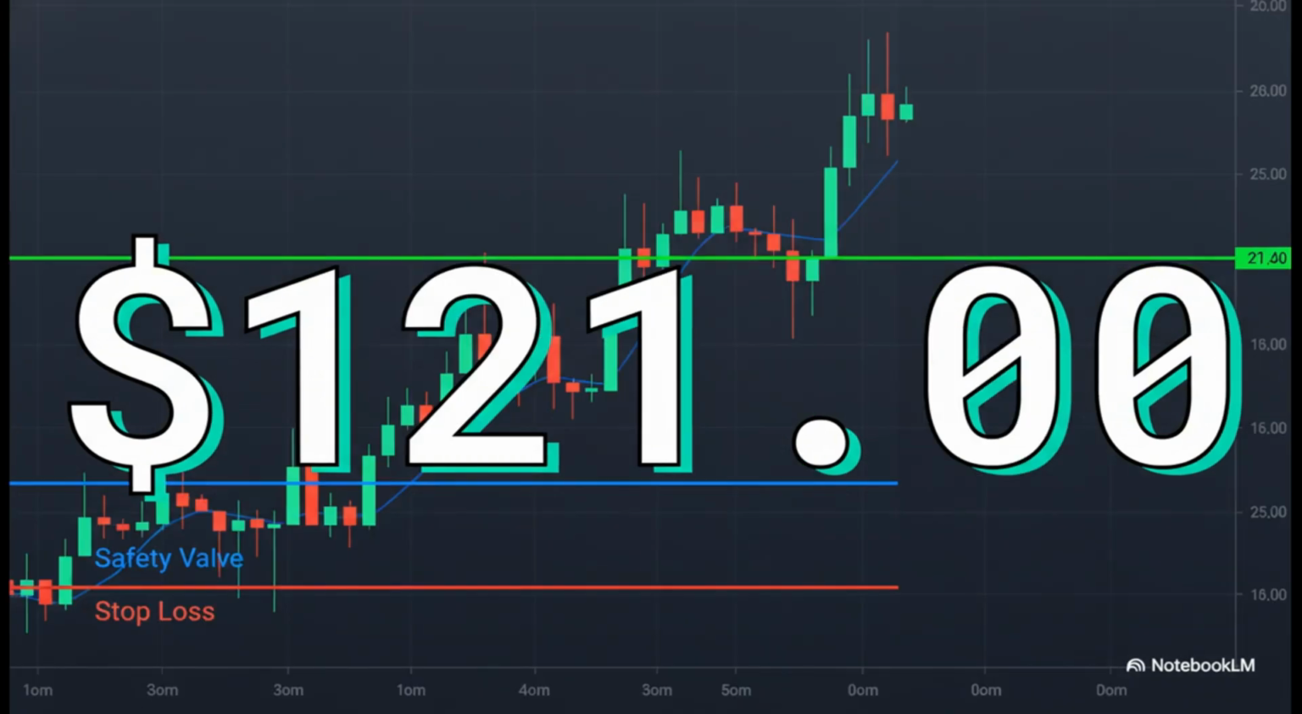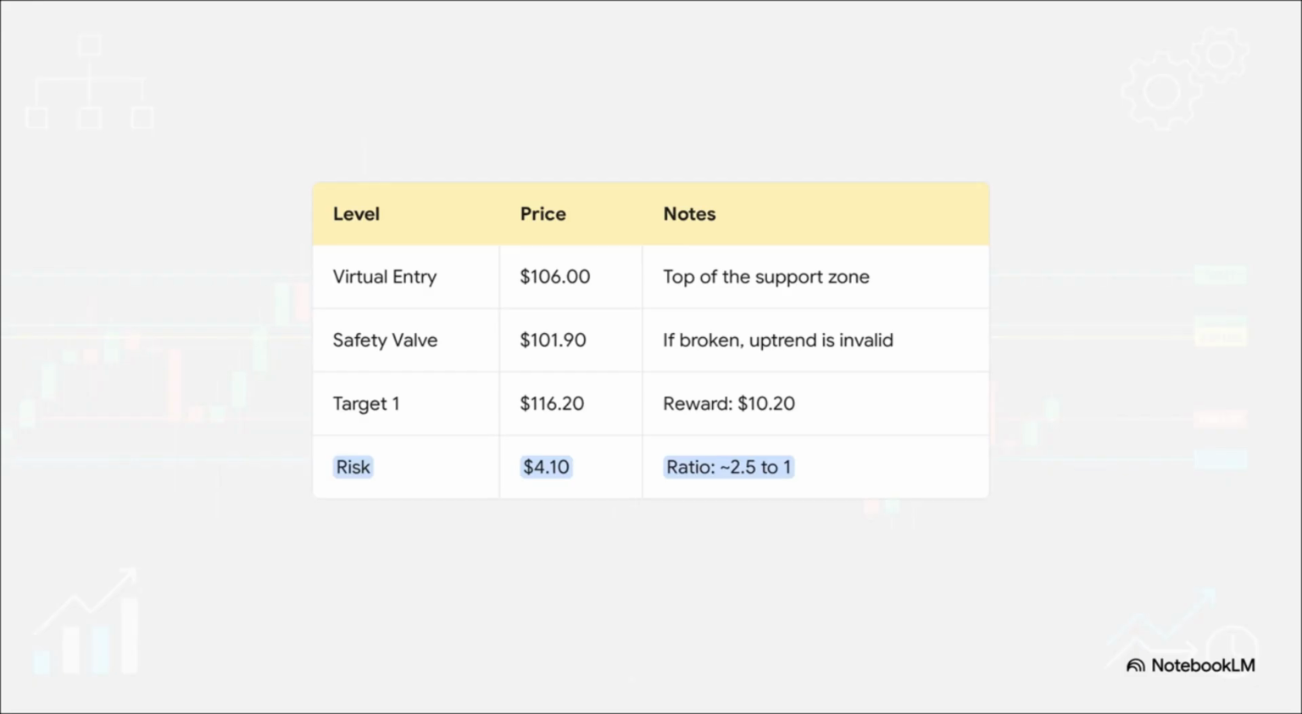And for the rest of the position, if the trend really has legs and keeps running, our second educational target is up at the nice psychological level of $121. Again, educational target 2 is $121. So here it all is, the whole plan summarized on one slide.